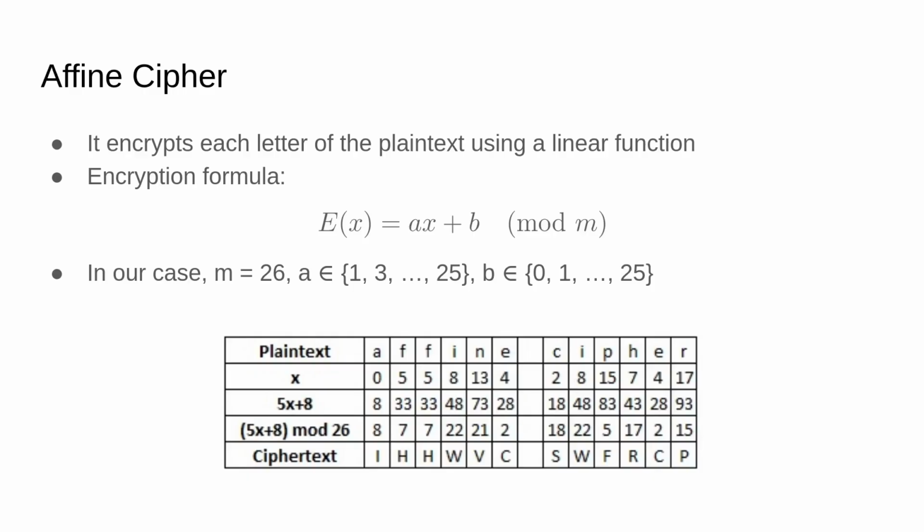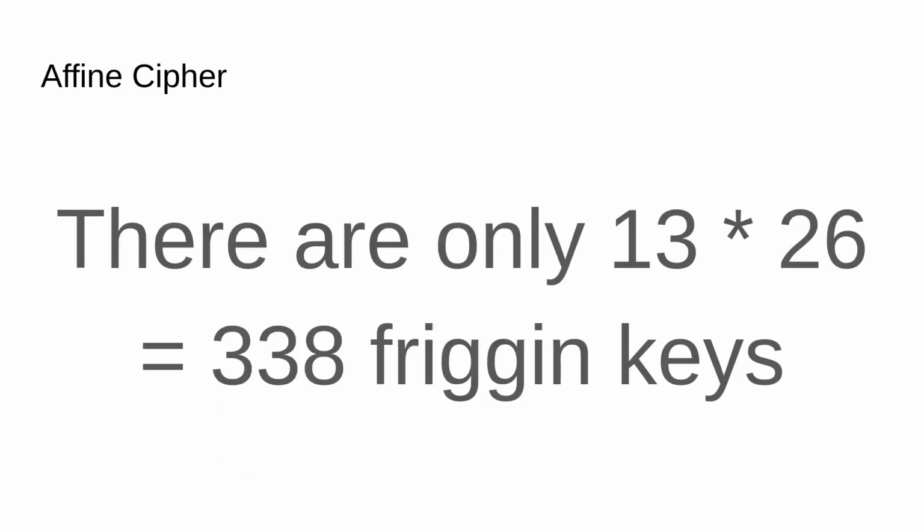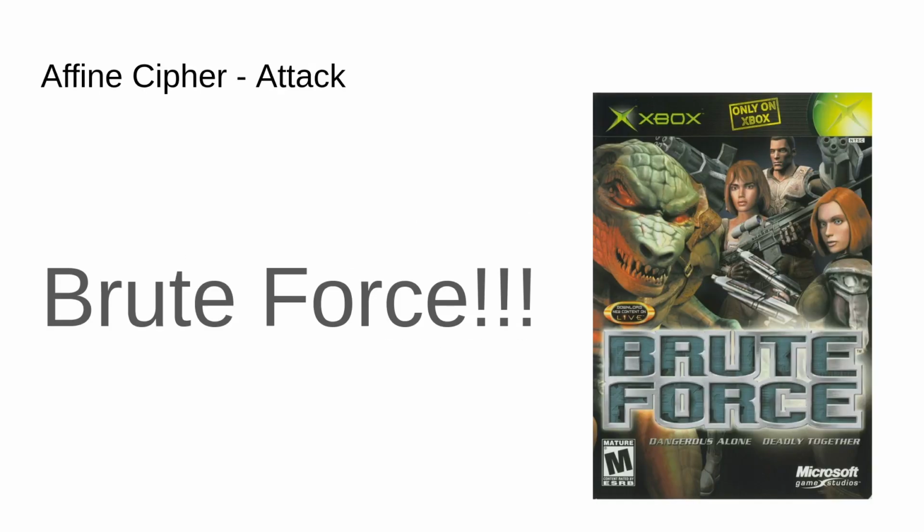So basically, this is pretty similar to the Caesar cipher. The only difference is that there is a constant a before x. If a is 1, then this is basically the Caesar cipher. And because there are only 338 keys, since there are only 13 possible values of a and 26 possible values of b, there's actually a very small number of possibilities. So you can use the same technique, brute force, to try all the 338 keys until the correct one appears.